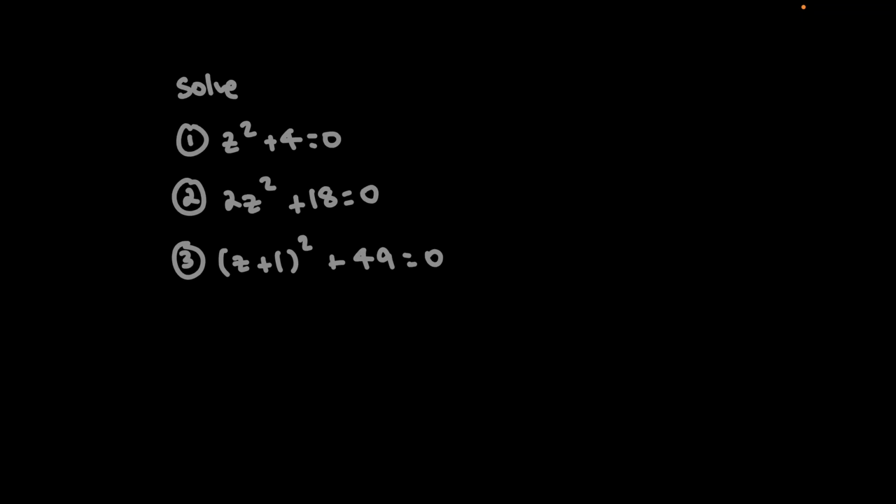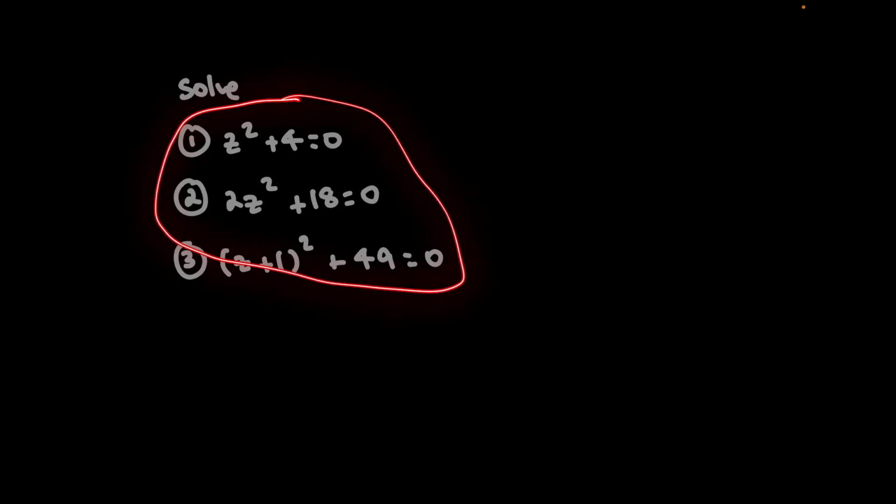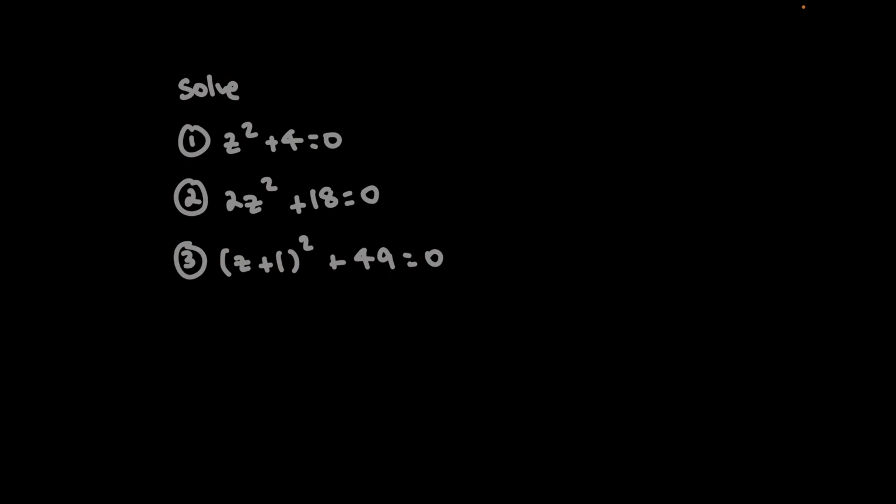Okay, in this video we're going to be looking at how to solve quadratics over the complex interval. So let's have a look at the first one over here. For the first one, we're going to solve it like any other equation we normally would. So z squared, and then we can minus 4 from both sides. And if we do that, what we get is z squared equals minus 4.